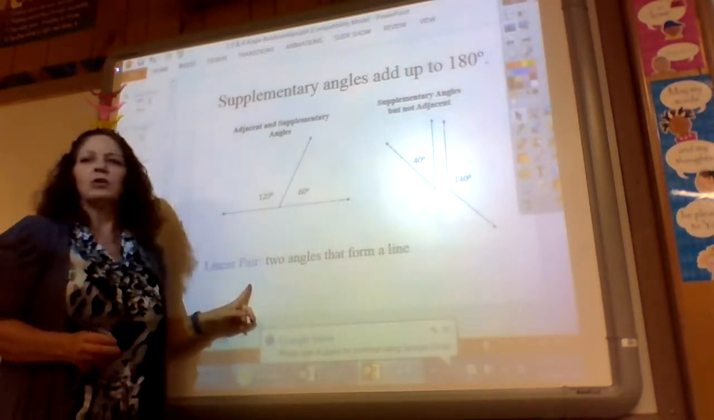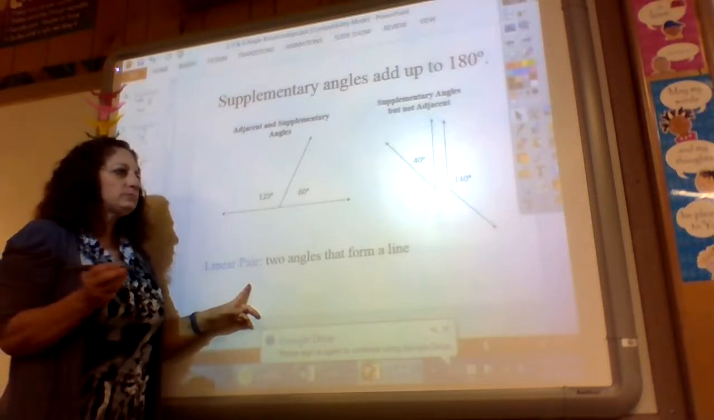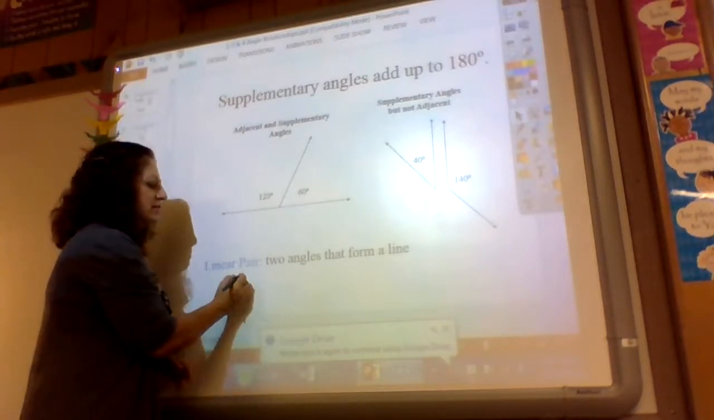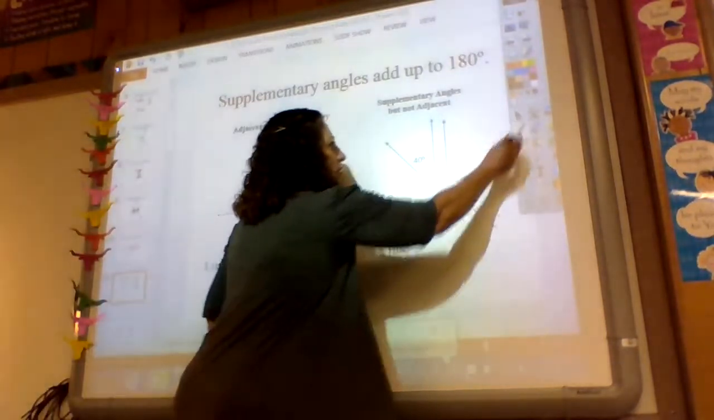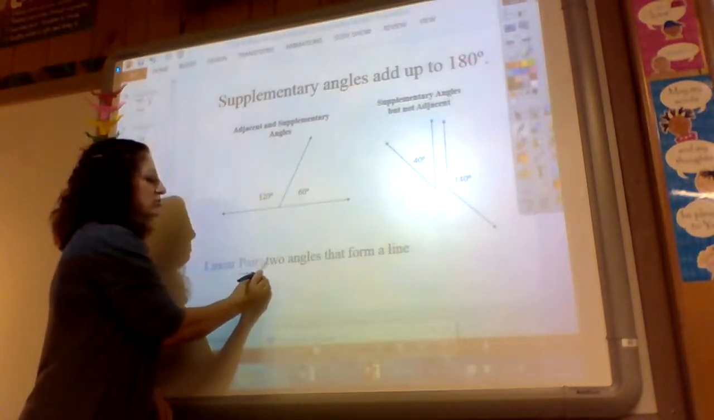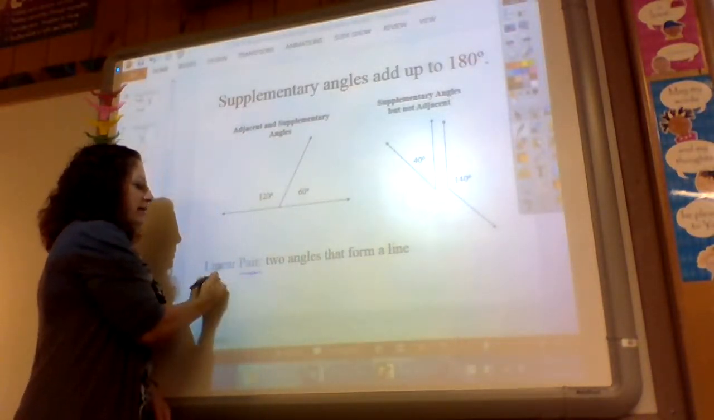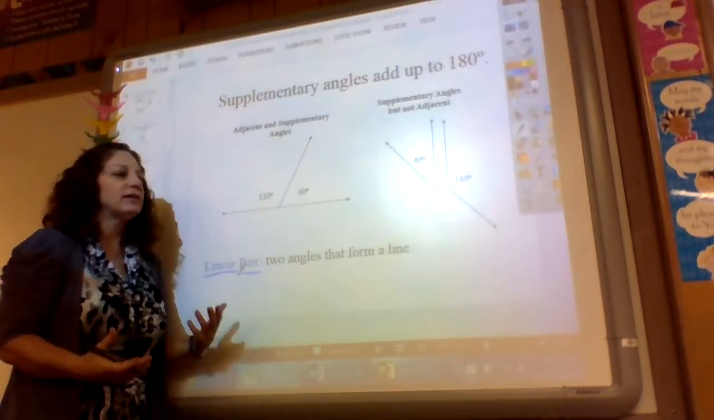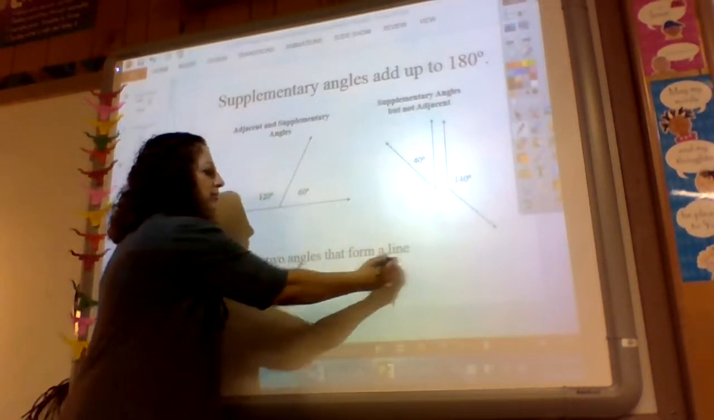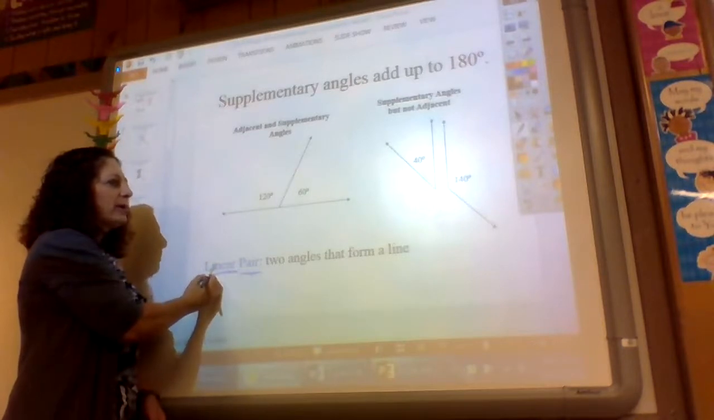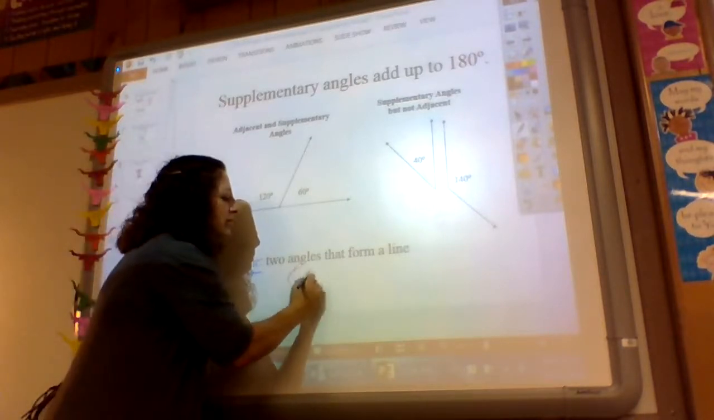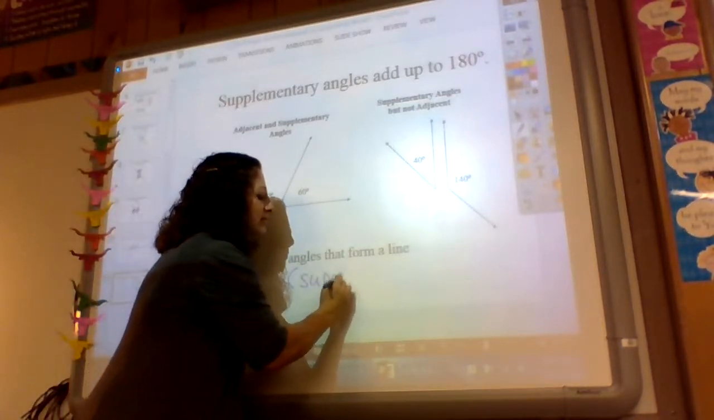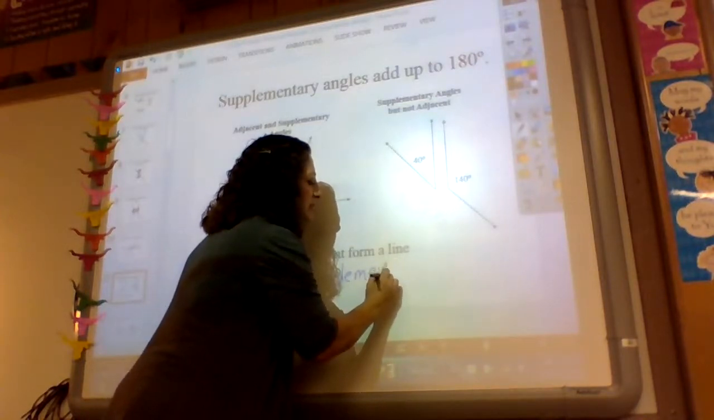Okay, the word linear pair, did I have y'all copy that? Yes, ma'am. Okay, so think about that. Tyson, what's a pair mean? Two. Two, like a pair of shoes. Two that make a, what's the root word, Holly? Line. Two angles that make a line. So two angles that form a line is the definition of a linear pair. Also, a linear pair will always, please add this, be supplementary.